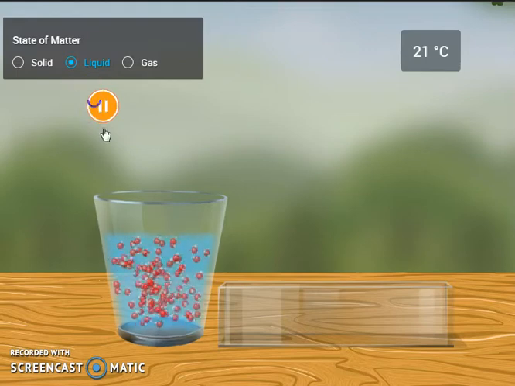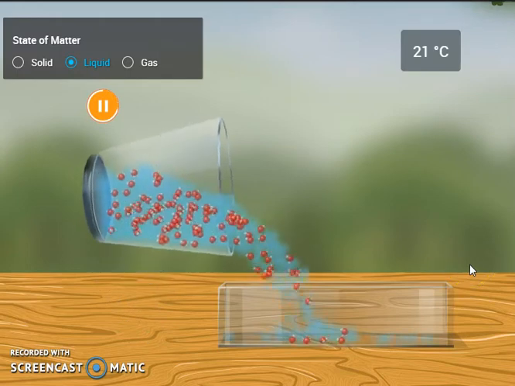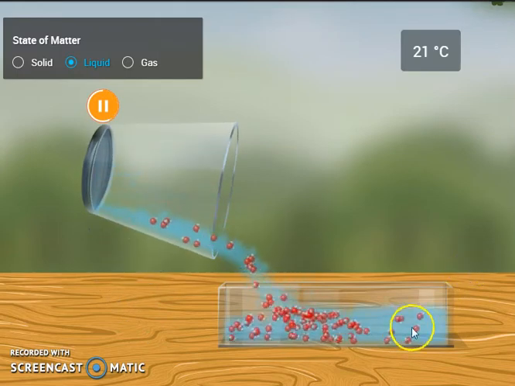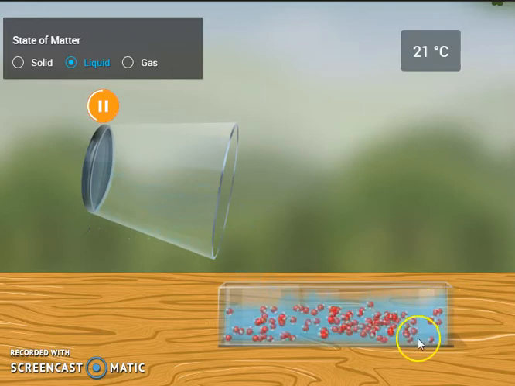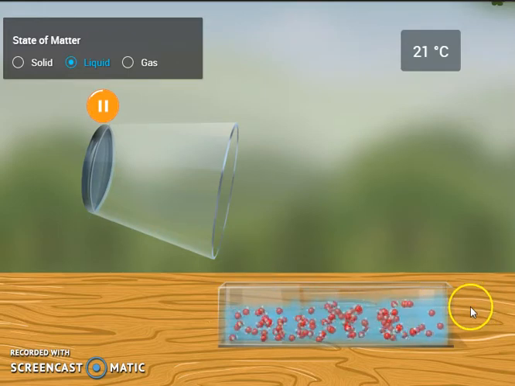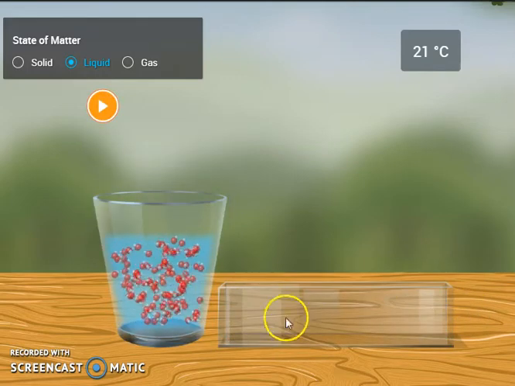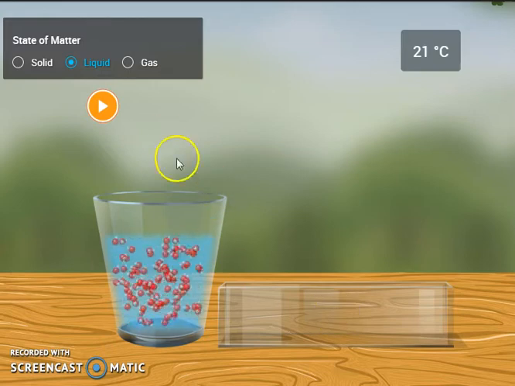So what happens if I pour it in, and whoosh? Let's check it out. Oh yes, it actually takes up the shape of the container, right? So it doesn't really have a fixed shape, but more or less has a fixed volume, because whatever volume I pour here will have the same volume.